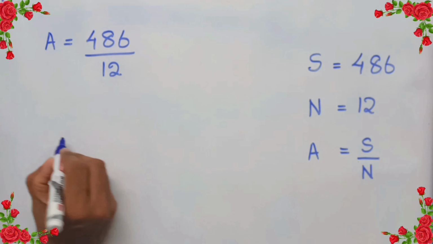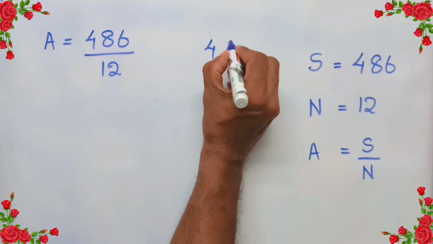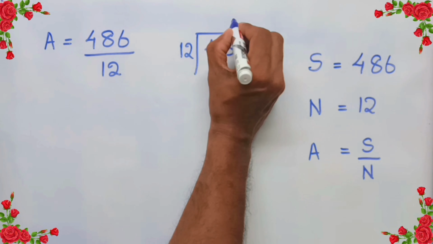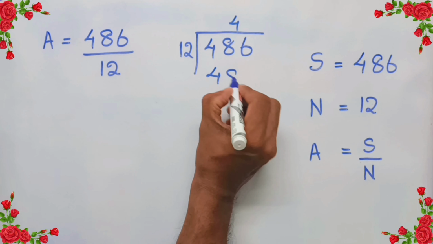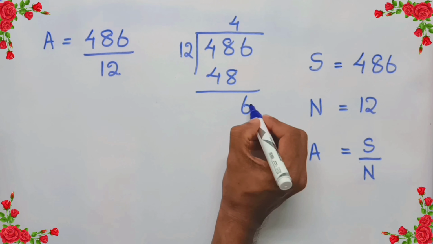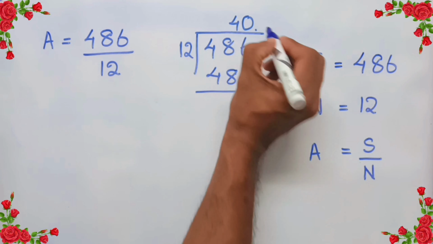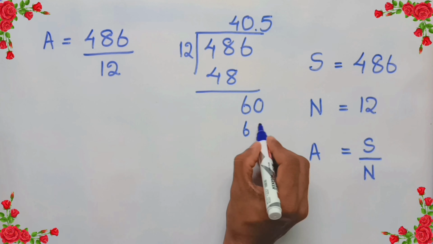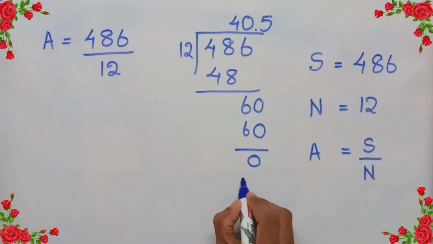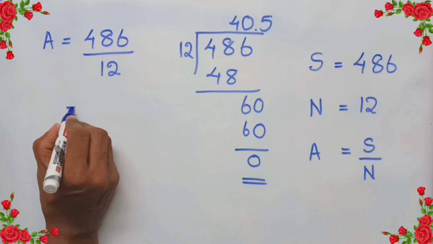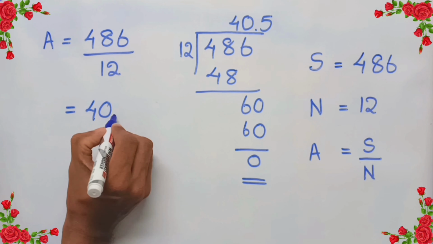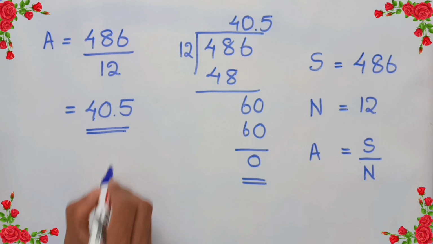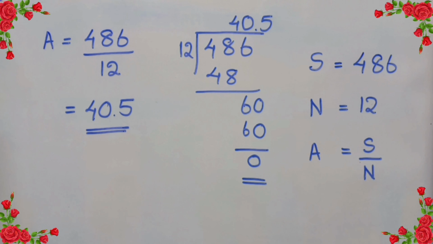Divide 486 by 12. 12 into 4 equal to 48. Remainder 0. As 6 is less than the divisor, put a 0 at the quotient. Again put a decimal point at the quotient and drop down 0. 12 into 5 equal to 60. 60 minus 60 equal to 0. Thus we get 40.5. That is, the average marks secured out of 12 subjects is 40.5. Answer 40.5.